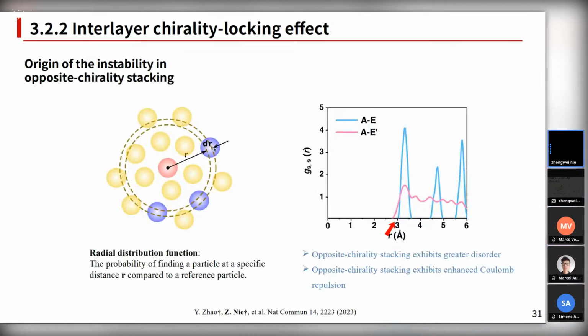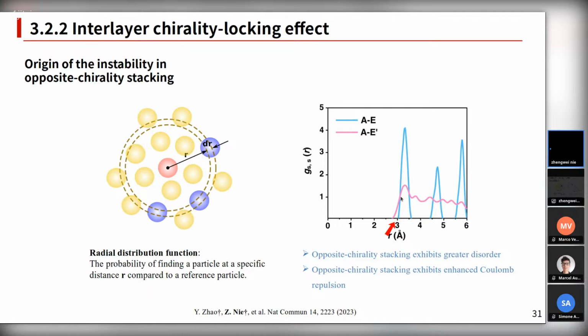And to make it more clear, I calculate the radial distribution functions. The radial distribution function is the probability of finding a particle at a specific distance compared to a reference particle. We can see that for the blue curve, it is the same parallelity stacking. It is a series of discrete peaks. It is more well ordered, and it means that it has less entropy and more energy favorable.